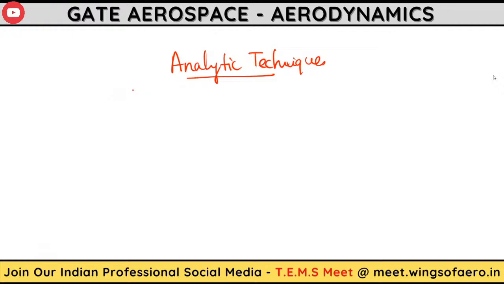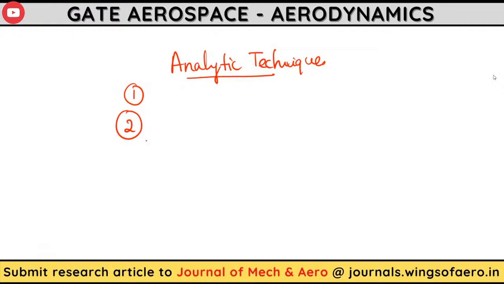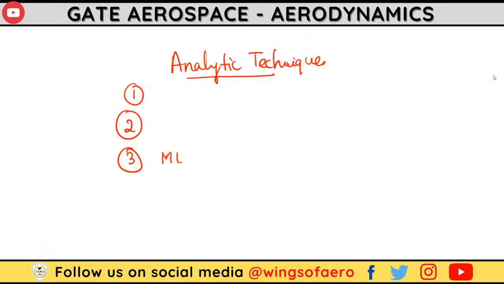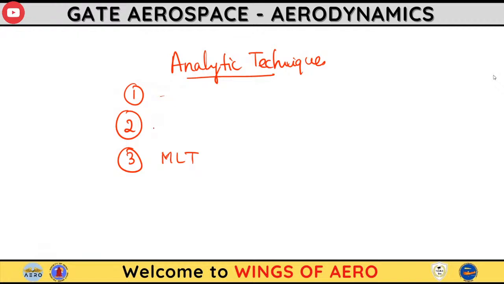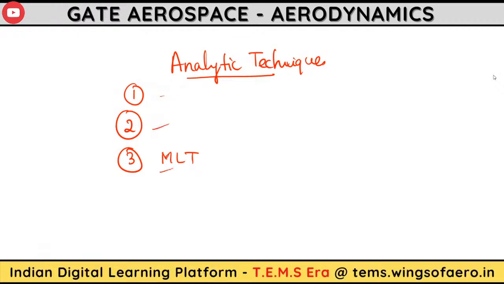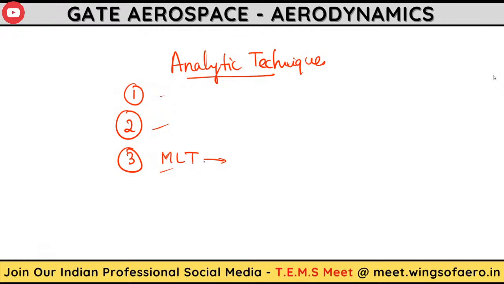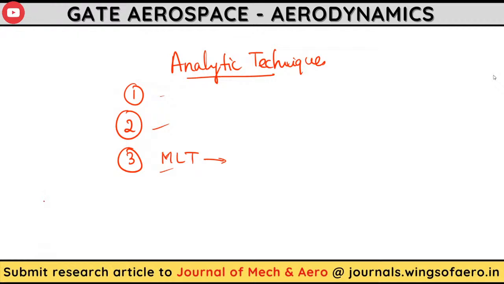The first one is the integral analysis. The second one is the differential analysis, and the third one is the dimensional analysis, like MLT, which we find through experimental data. Now, to understand the basics of flows, we have three basic laws.